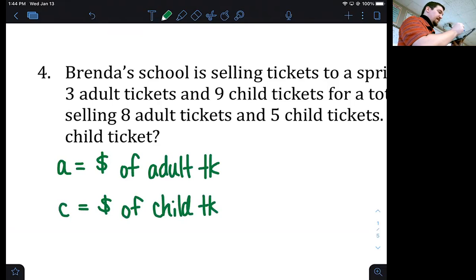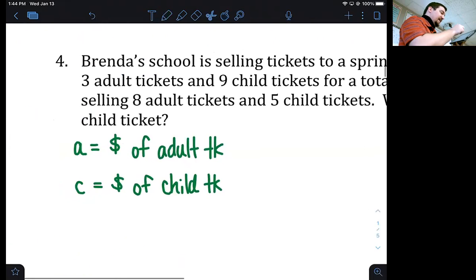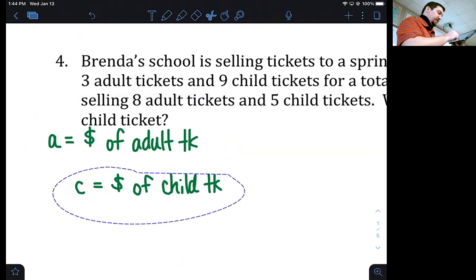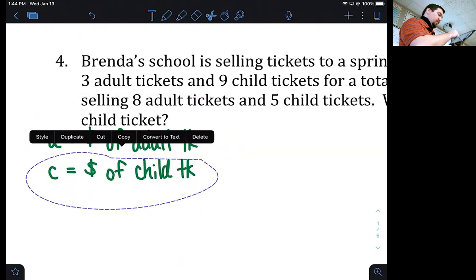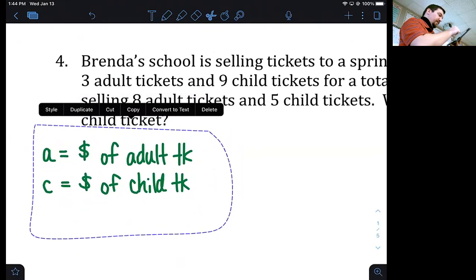That's why I like doing this, because you put A and C and you might just think it means the number of tickets. We actually already know that information. We don't need to know that. We need to know the price of each one of them.